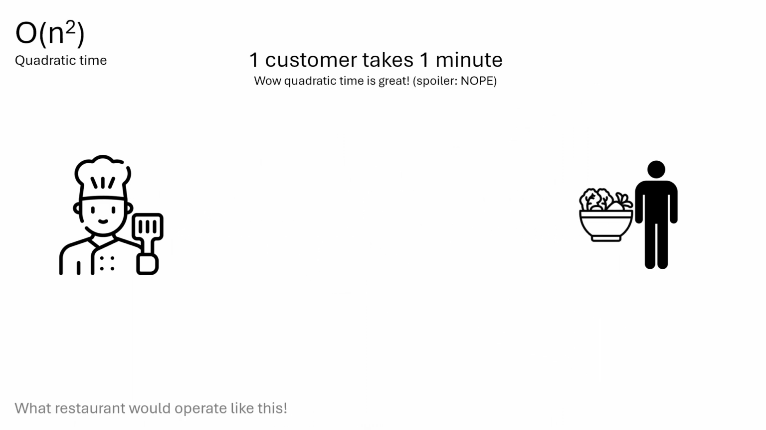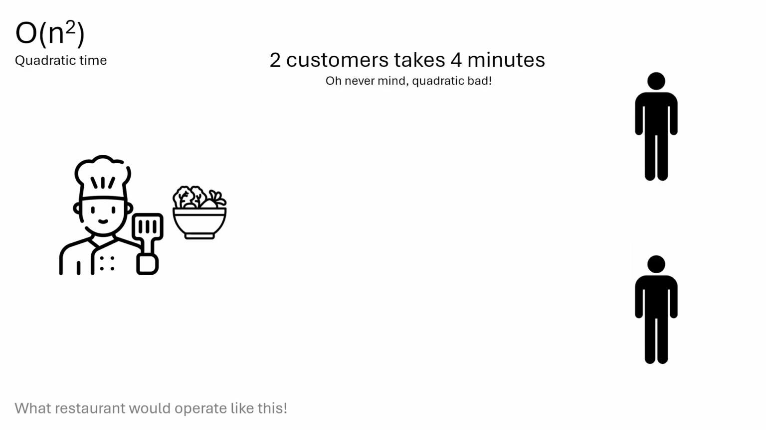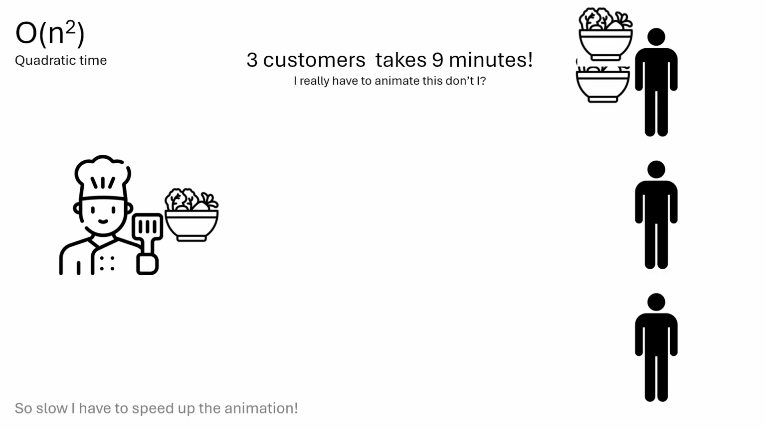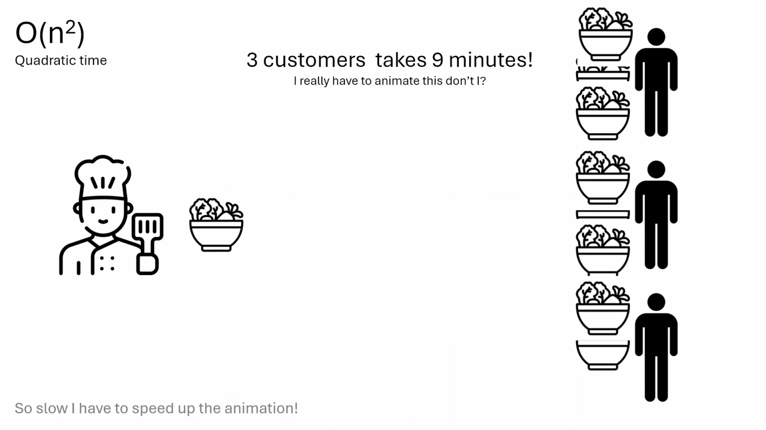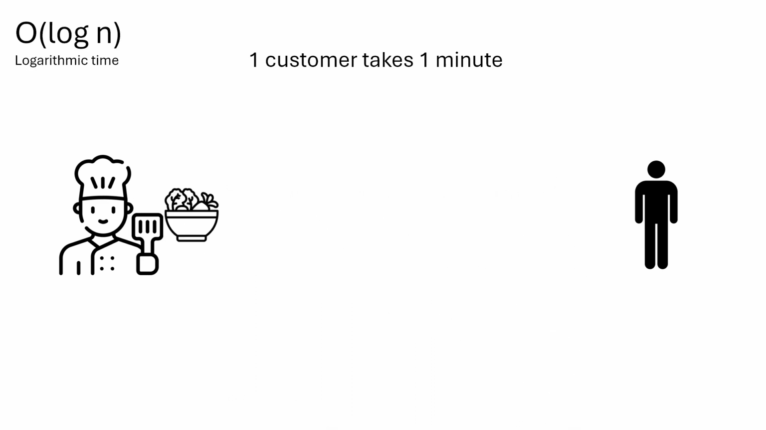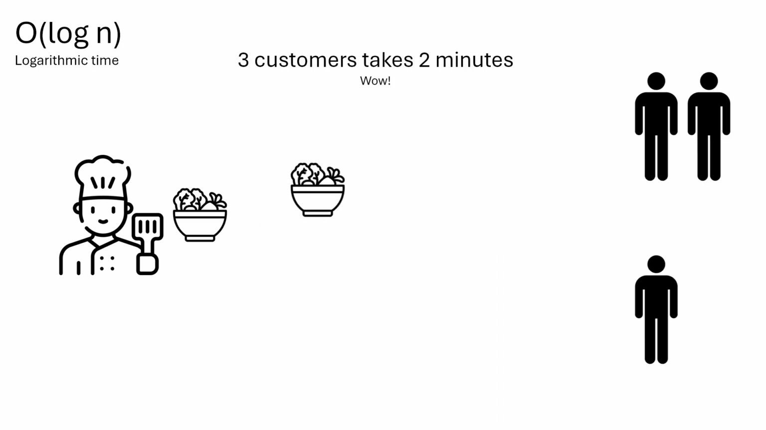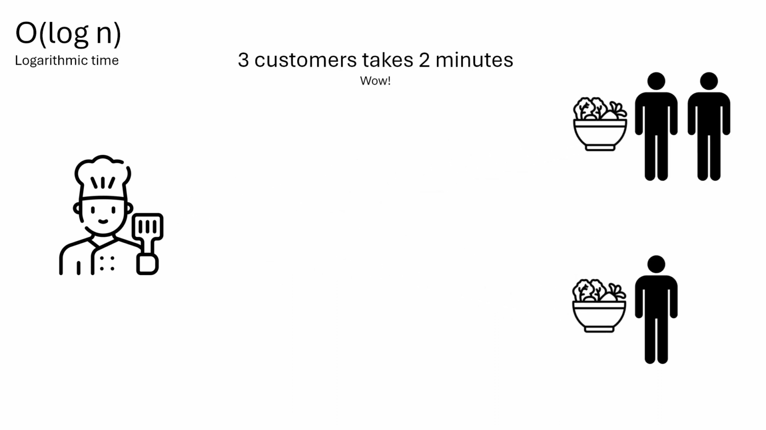Then we have O(n squared), where you need to prepare a custom dish for each pair of guests. Maybe you're making special combinations of food for each possible pair of people. But if you add more guests, the preparation time it takes increases by 4 times as many. Then come the logarithm times, starting with O(log n). This is like dividing your guests into smaller groups and cooking a large dish for each group. As the number of guests increases, the number of dishes you need to cook grows logarithmically.